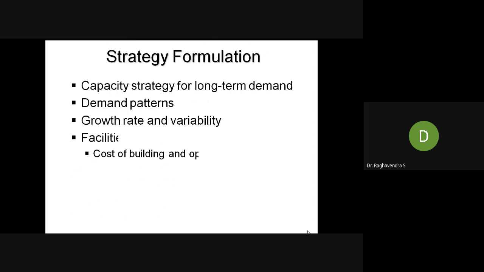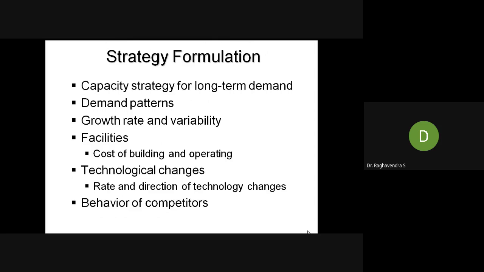Strategy formulation. Let us see the capacity strategy for long-term demand: demand patterns, growth rate, variability, facilities, cost of building and operating, technological changes, rate and direction of technology changes, and behavior of the competitors. Capacity strategy for long-term demand means that whenever you are doing planning, you should have long-term demand. You cannot start a company which has a market for just 1 year or 6 months.